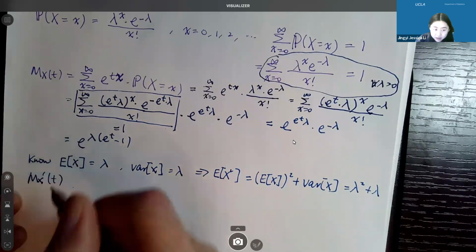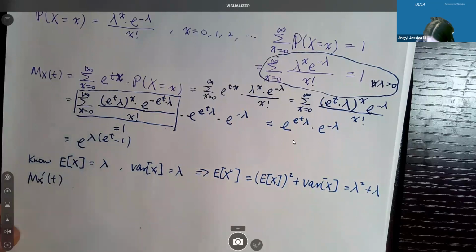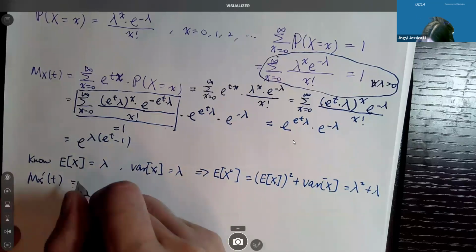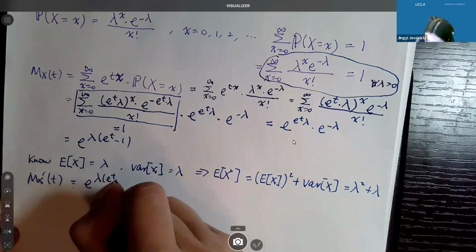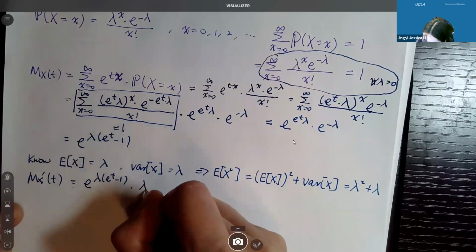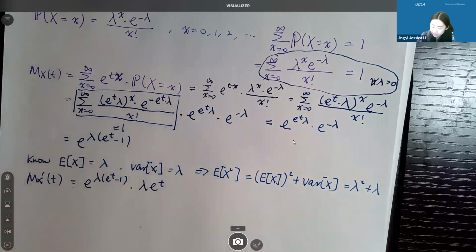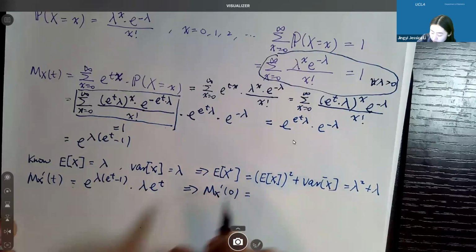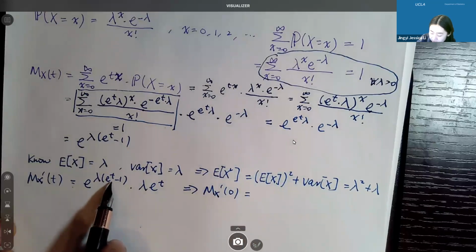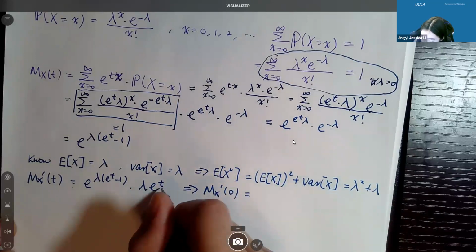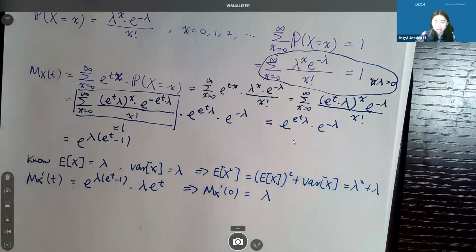First derivative at t, what is it? Clearly, we will use the chain rule again to do the derivative, right? So this stays, and then I will do the derivative in the power. That will give me lambda e^(t). Okay, then evaluate this derivative at t equals 0. What is it? When t is 0, it's 1 minus 1, that's 0. E to the 0 is 1. And here I have lambda times e to the 0, so I get lambda. That's the first moment, and it agrees with my knowledge.